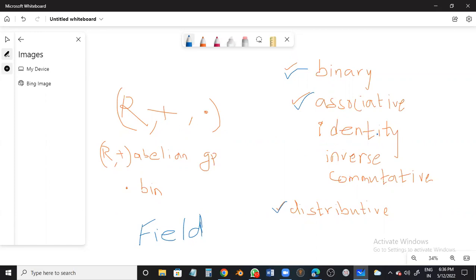Identity for addition is 0. Identity for multiplication in real numbers is 1. Inverse in real numbers is the reciprocal, 1 upon the number.